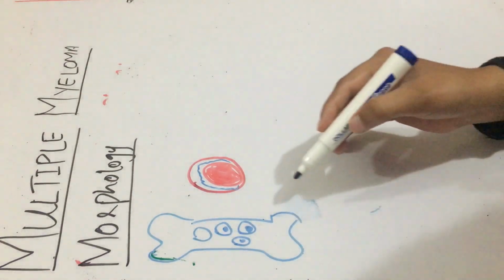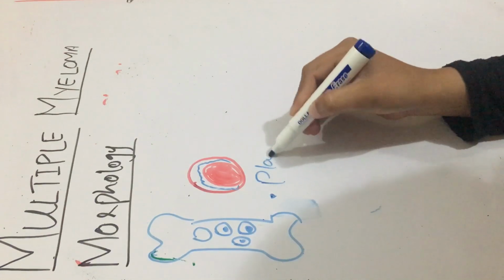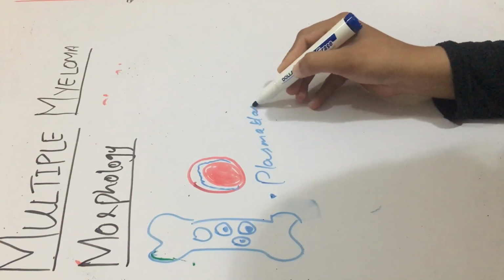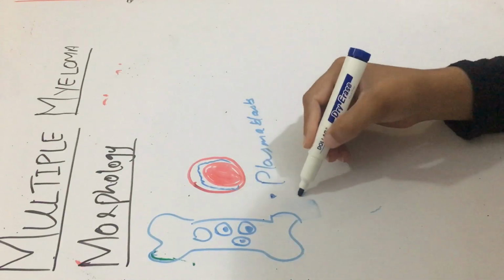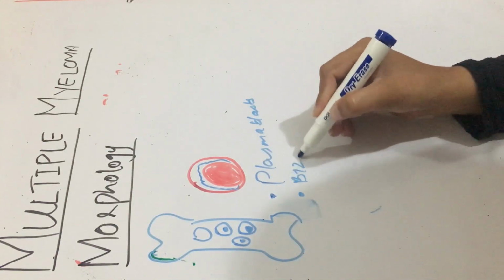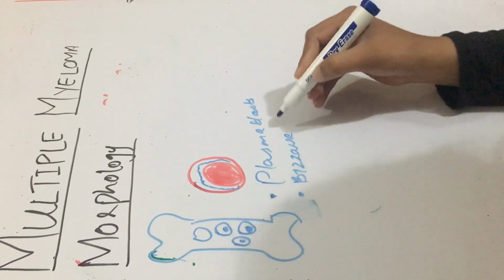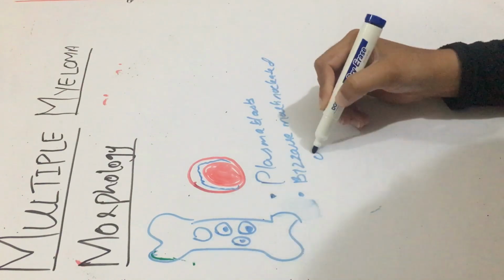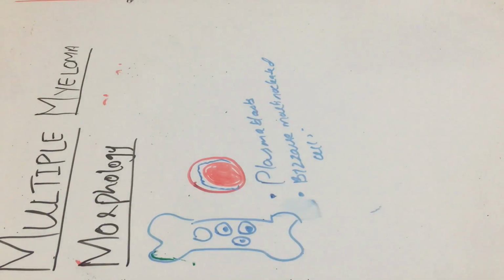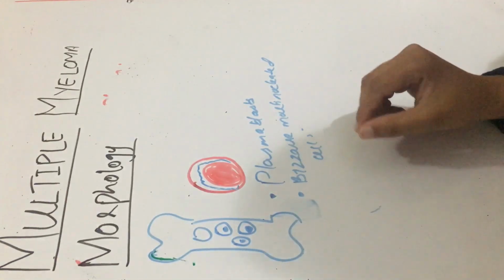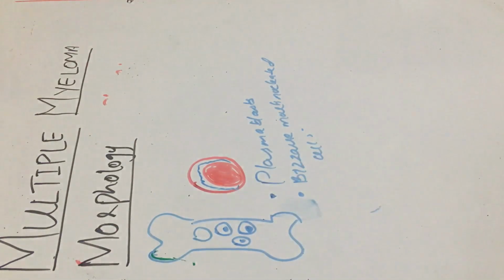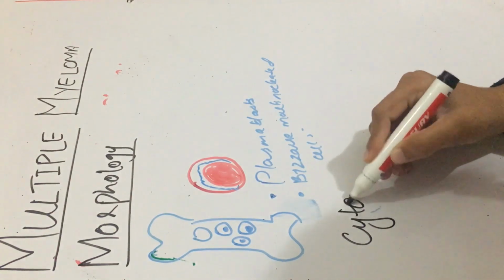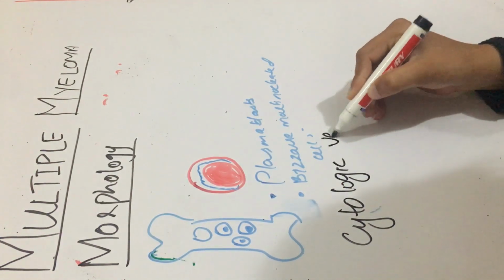And in the bone marrow, plasmablasts are present, which look like normal plasma cells, and other bizarre multinucleated cells are also present. Plasmablasts and bizarre multinucleated cells are present, and other cytologic variants would also be noticed in the bone marrow examination. What are those other cytologic variants?